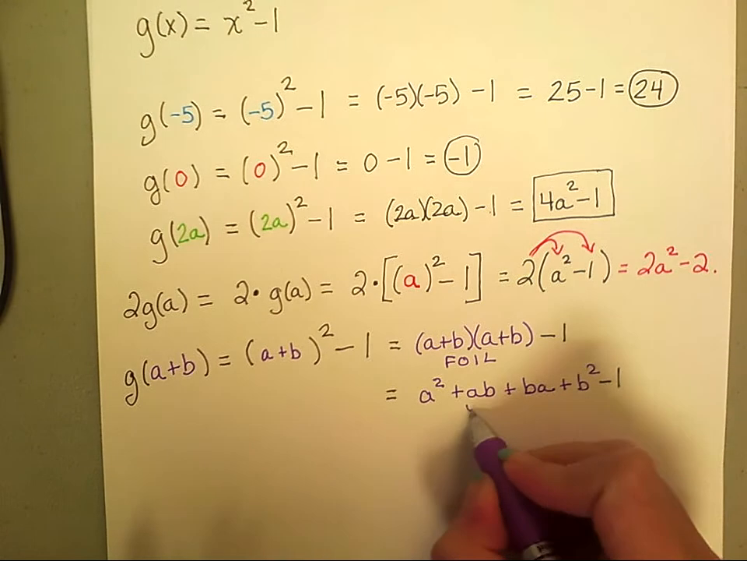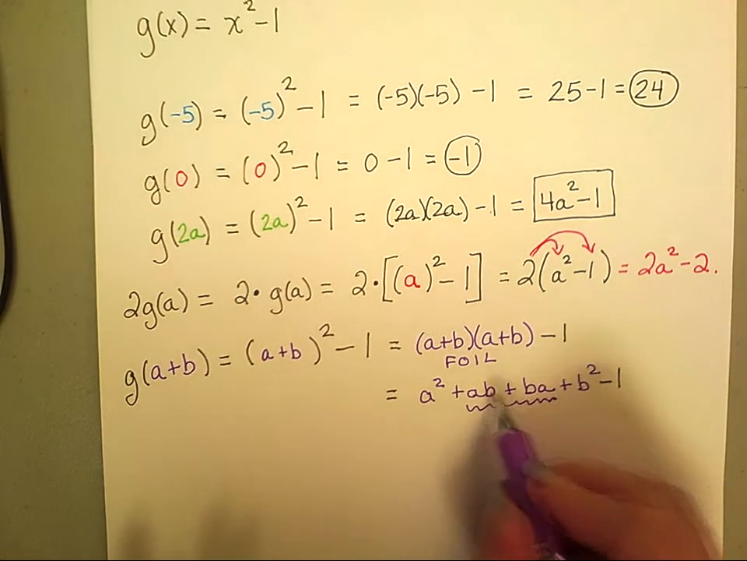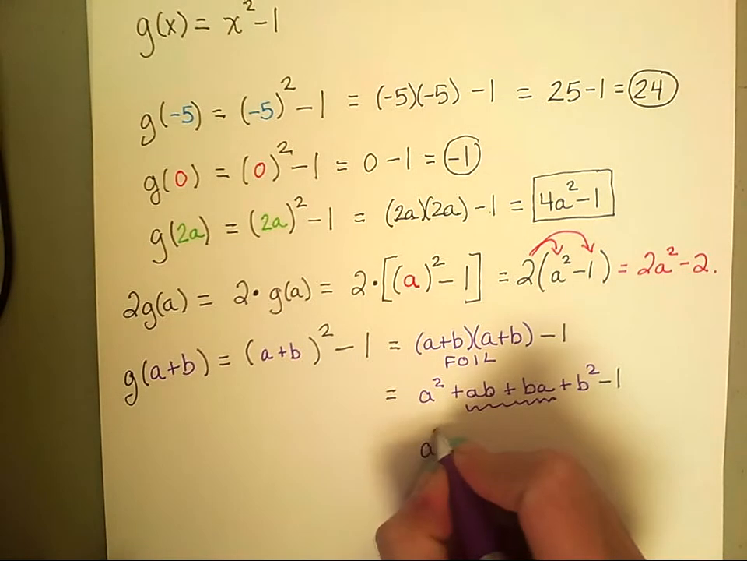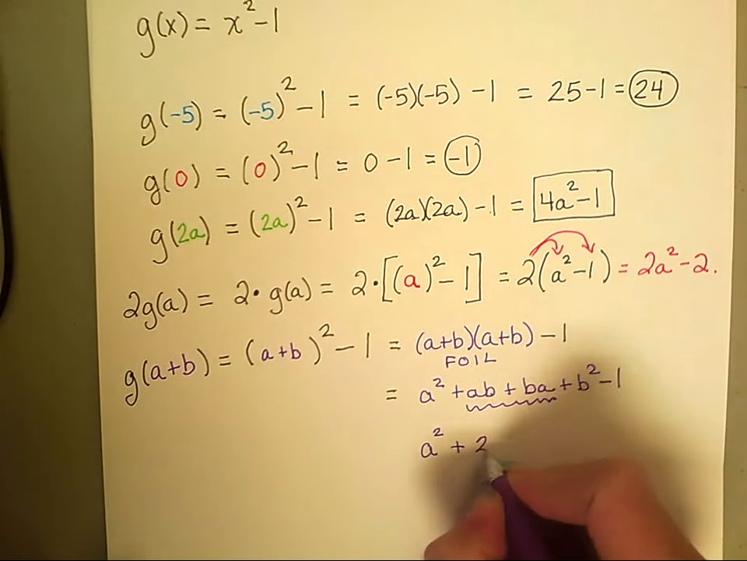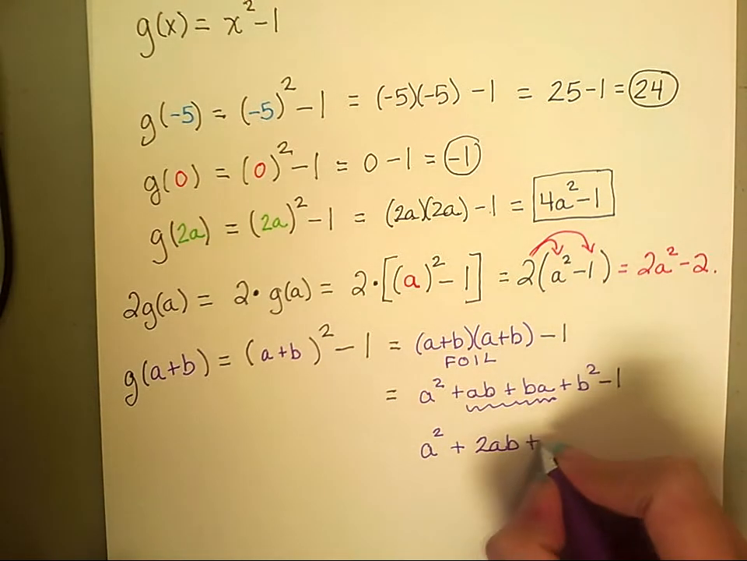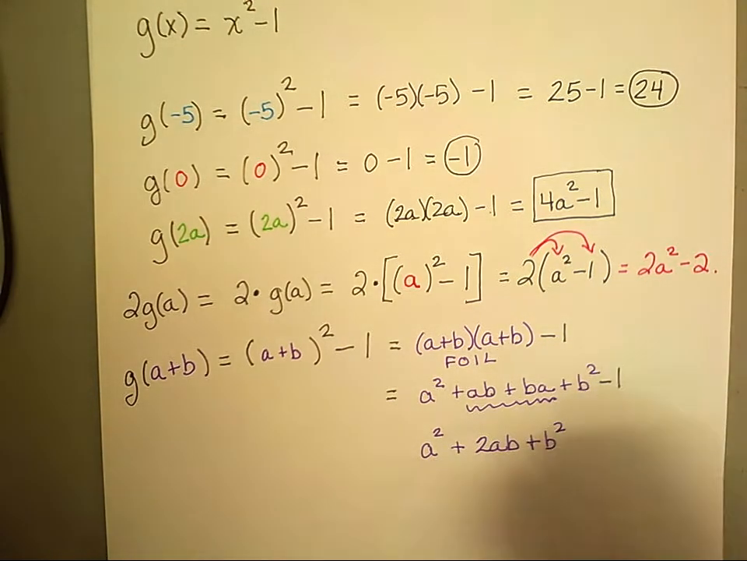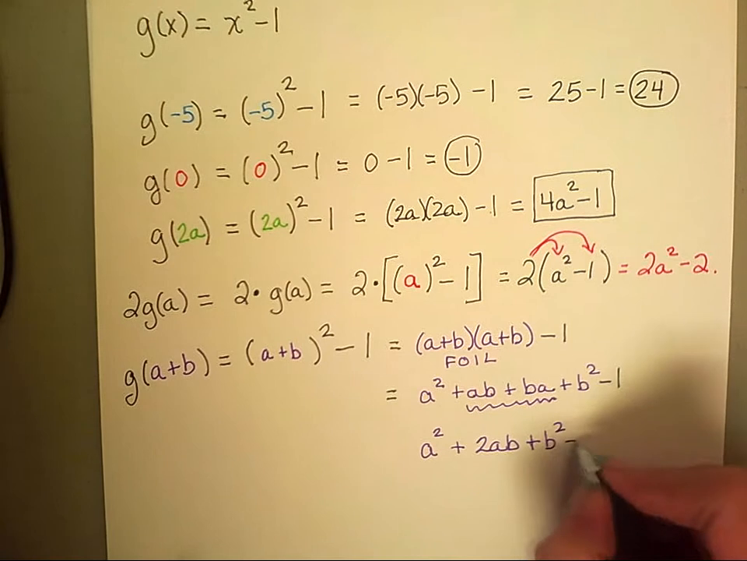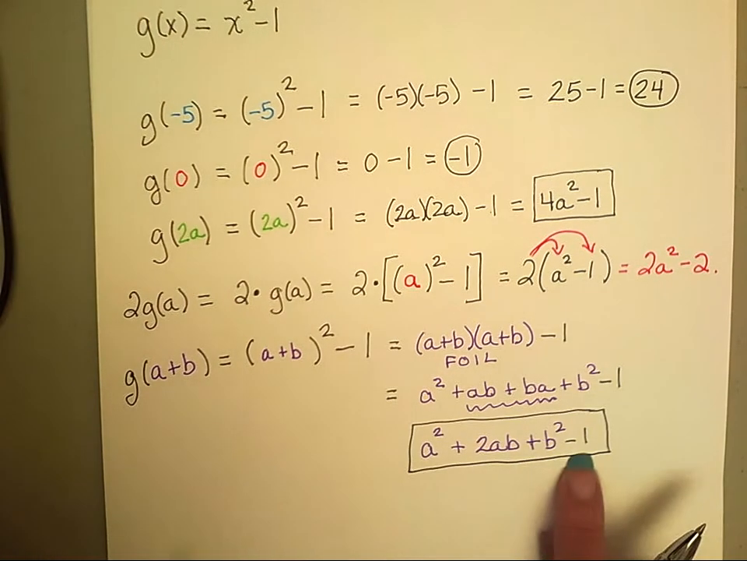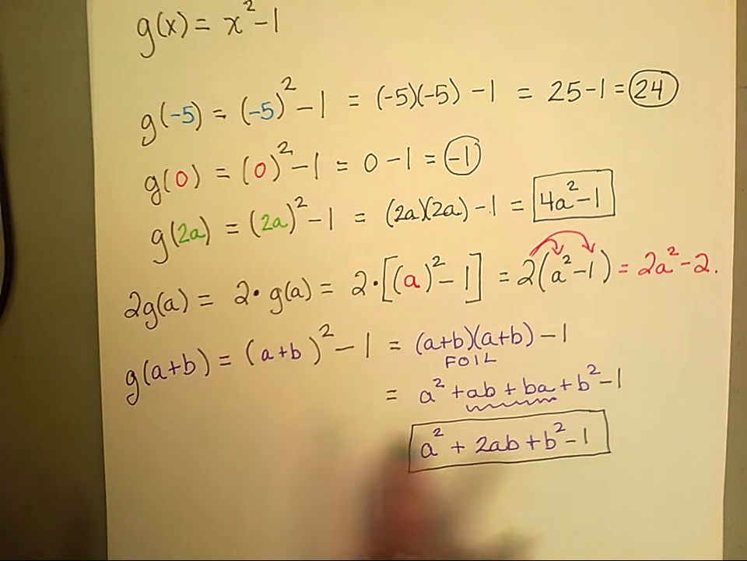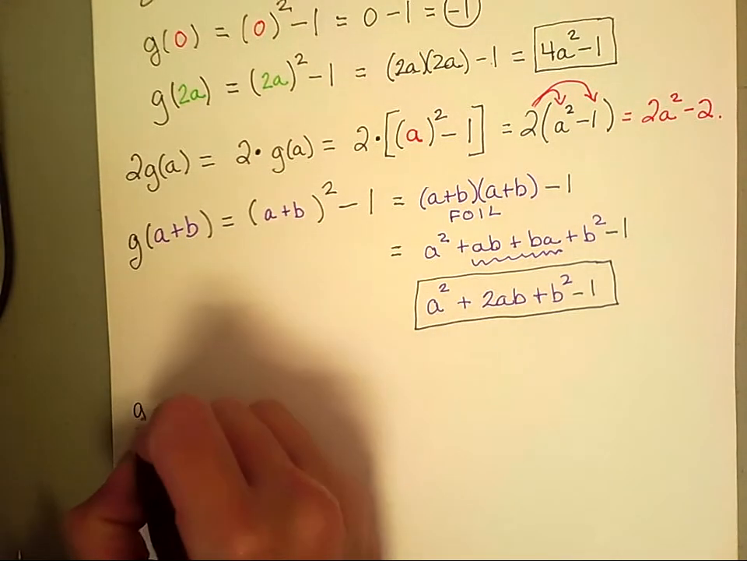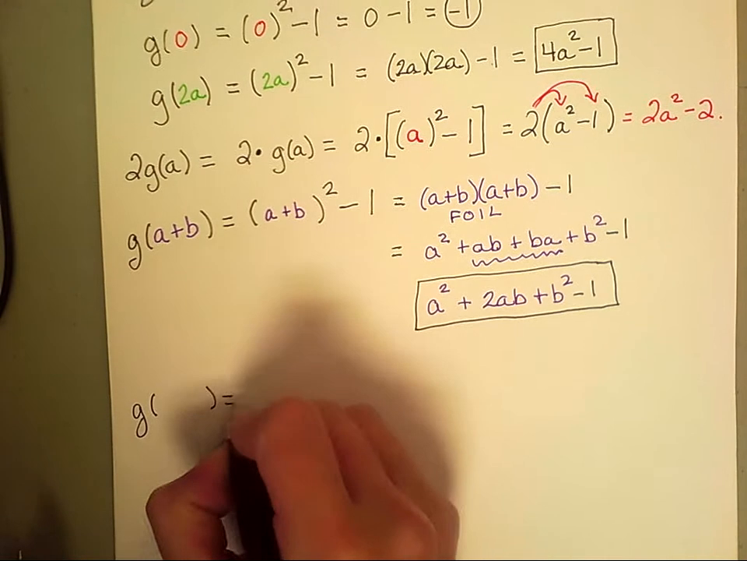Now remember, we want to collect like terms. These are actually like terms because a times b is the same as b times a, because multiplication commutes. So we could write this as a squared plus 2ab. We generally put the variables in alphabetical order, plus b squared, and then finally we'll minus 1. So this entire expression here is what g of a plus b equals. Let's do another one.